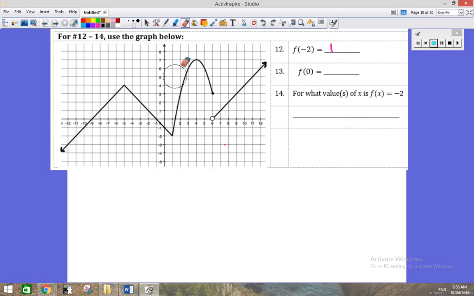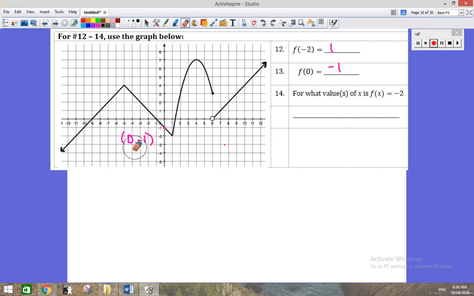So for the next one, when x is 0, you also have to be on the graph. Well, it's in reference to this point right here, the y-intercept. When x is 0, the y value is -1.